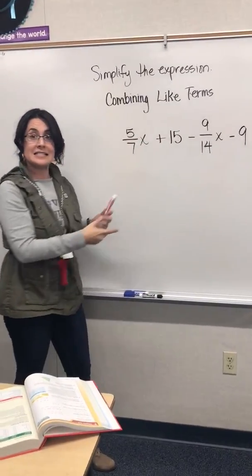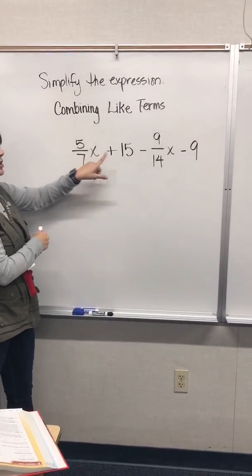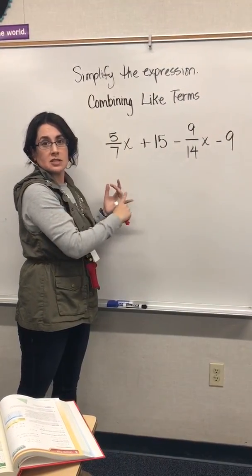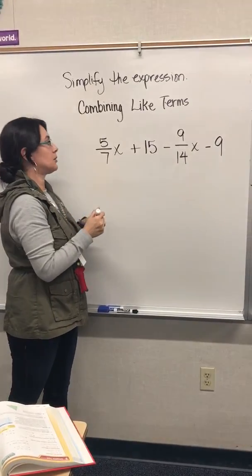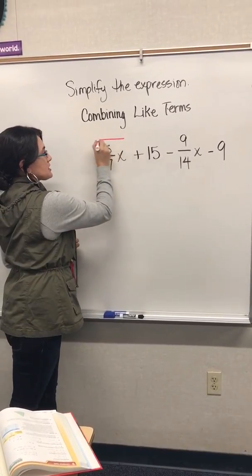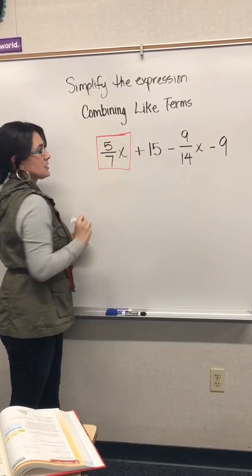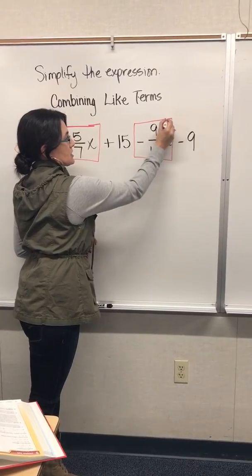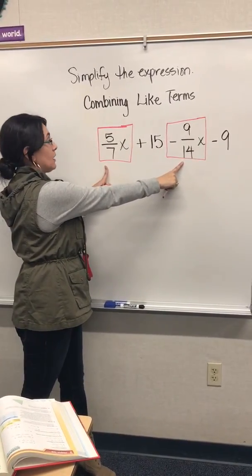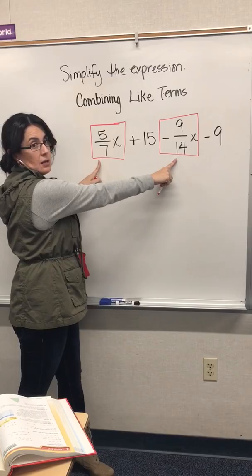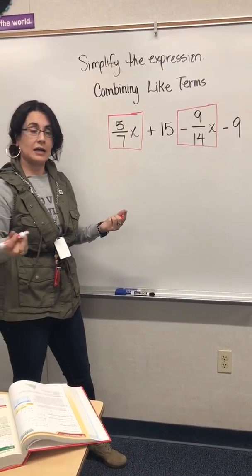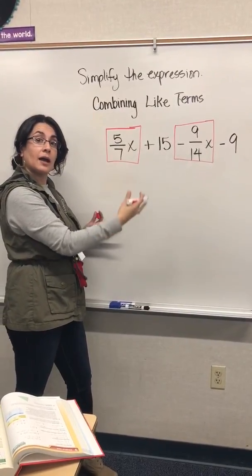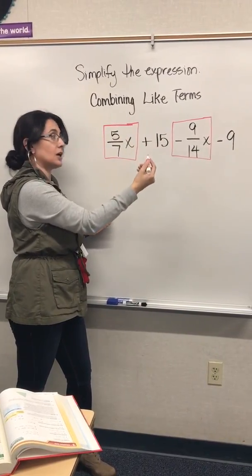So right now I see that I have an x term and an x term. The plus or the minus in the front tells me if it's going to be positive or negative, so I don't want to forget about it. I'm going to go ahead and box my 5/7x, and then I'm going to box my negative 9/14x, so that I know they're like terms, they have the same color. At home, if you have highlighters, then you want to highlight them the same color. Because it's a whiteboard, I can't highlight, but I can box them with different colors.